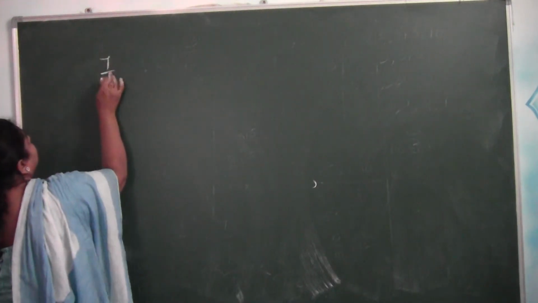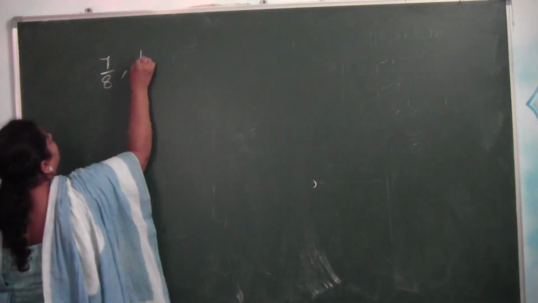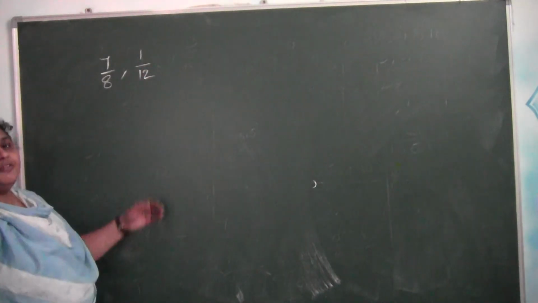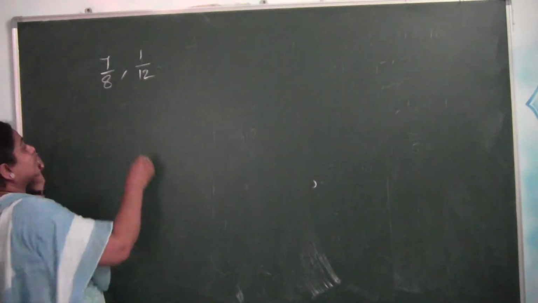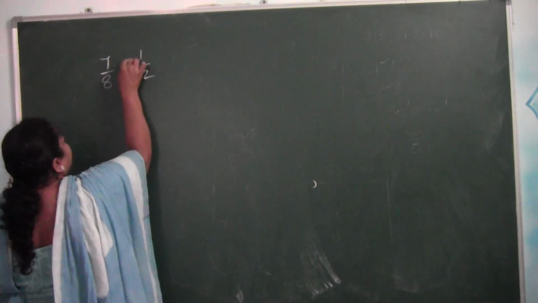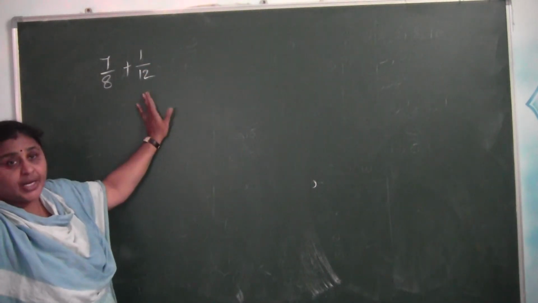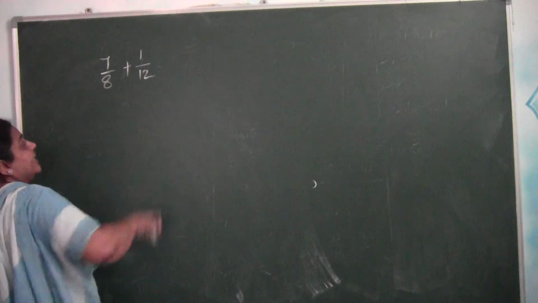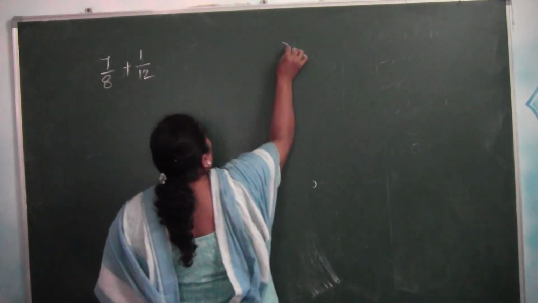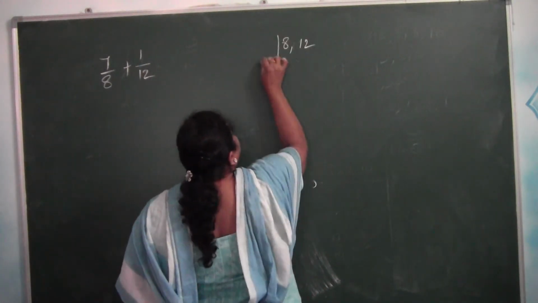7 by 8 and 1 by 12. Now we need to add these two fractions: 7 by 8 plus 1 by 12. Say, you are going to calculate the LCM of 8 and 12. 8, 12. Now let us calculate.